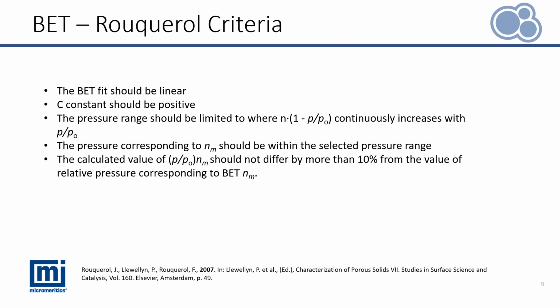So first, the BET fit should be linear, and the C constant should be positive. Then the pressure range should be limited to where n times 1 minus the relative pressure continuously increases with the relative pressure. And the pressure corresponding to the monolayer capacity should be within the selected pressure range. And then the calculated value of the relative pressure corresponding to the monolayer capacity, 1 over square root of C plus 1, should not differ by more than 10% from the value of relative pressure corresponding to the BET monolayer capacity.